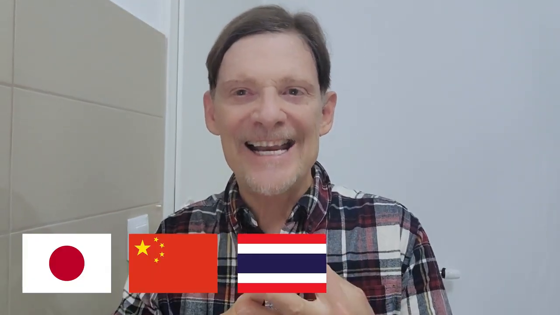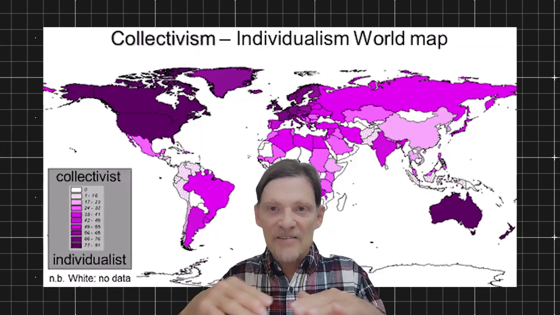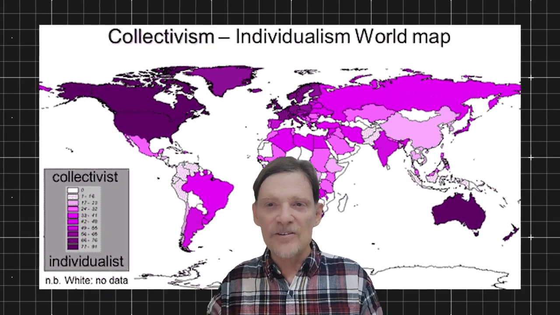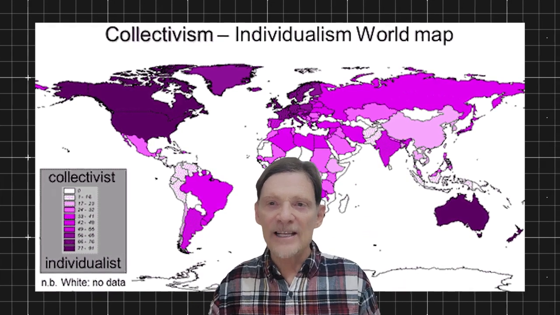I will offer examples from Japan, China, Thailand, Indonesia, and Colombia in the local languages. Let's dive right in by taking a look at this map that shows the degree of collectivism in various countries around the globe. You can see the countries I have chosen are highly collectivist.